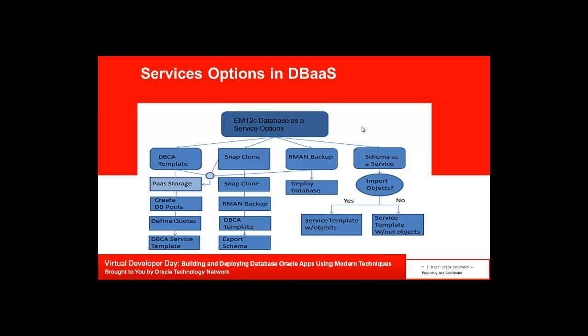Next option you see here is a snap clone. It uses an RMAN backup, Database Configuration Assistant template, and you can even export a schema. Then you have another option with an RMAN backup to deploy a database. And then you have Schema as a Service. This acronym SaaS is also used for Software as a Service, so ensure that you're utilizing the right acronym for the right product. You can import objects in with Schema as a Service and choose to either import the data in or no data.